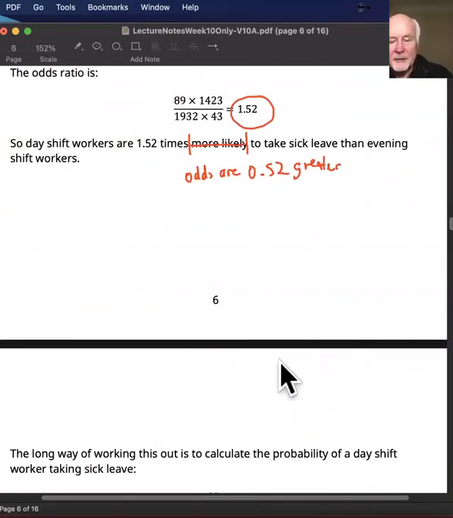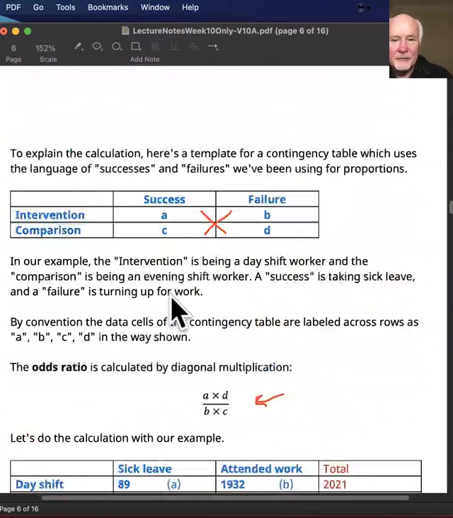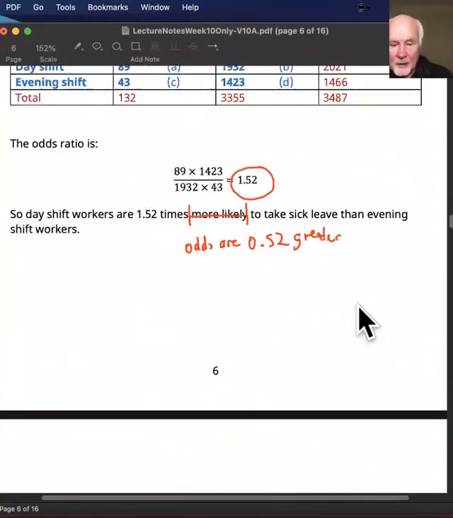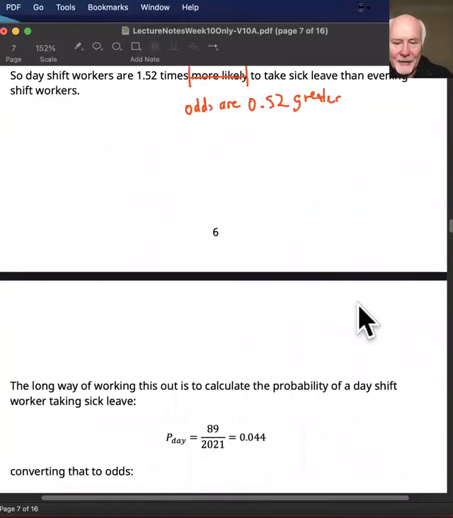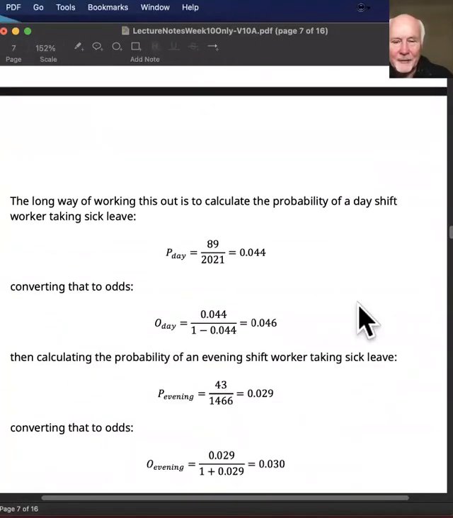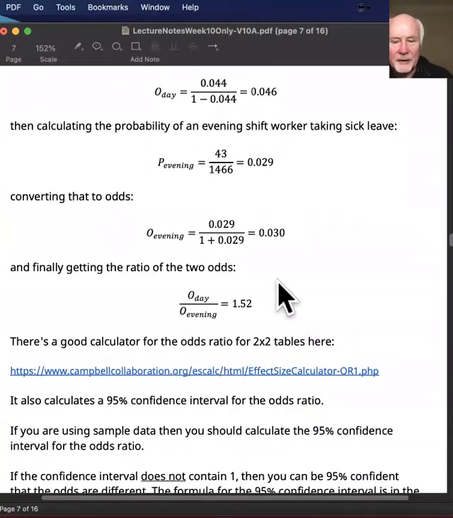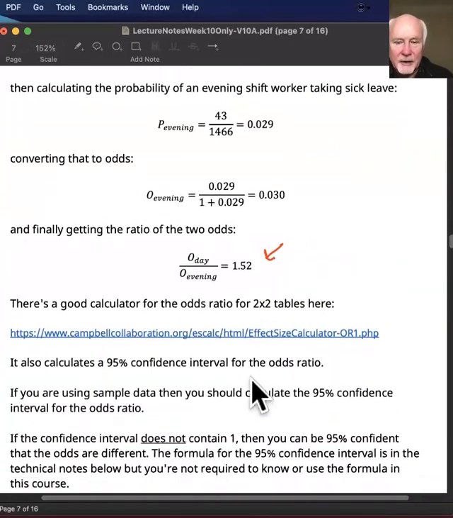Before I do that, I'm not going to go through it in detail, but this little multiplication across the diagonals is the quick way to get the odds ratio. Okay. The long way is to calculate the odds for evening shift workers and day shift workers, calculate the odds of them taking a sick day and then dividing them. Okay, that involves quite a bit more calculation, but you do it all and you get the same result. And I've given you a link there to quite a good online calculator that's hosted by the Campbell Collaboration, which is a kind of evidence-based organisation.